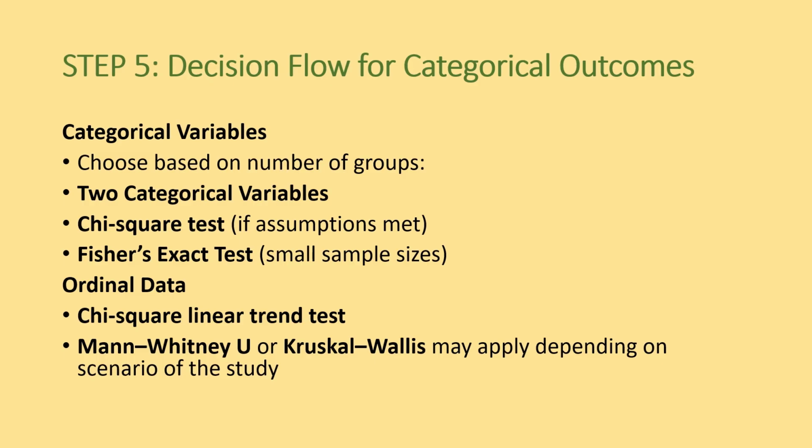Step 5, decision flow for categorical outcomes. For categorical variables, choose based on the number of groups. Two categorical variables: chi-square test if assumptions are met, Fisher exact test for small sample sizes. For ordinal data, chi-square linear trend test, Mann-Whitney U or Kruskal-Wallis test may apply depending on the scenario of the study.